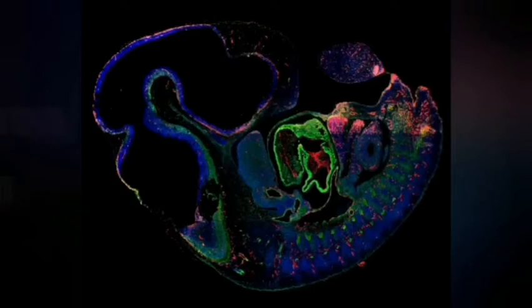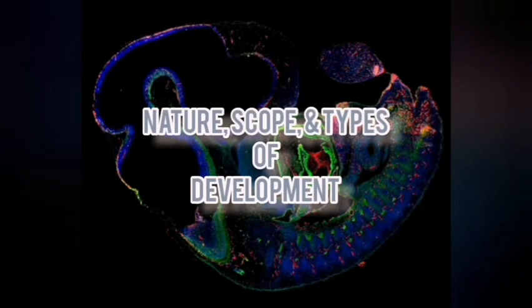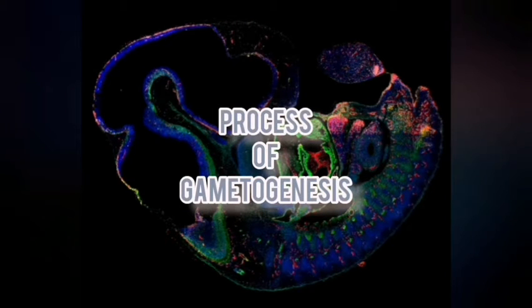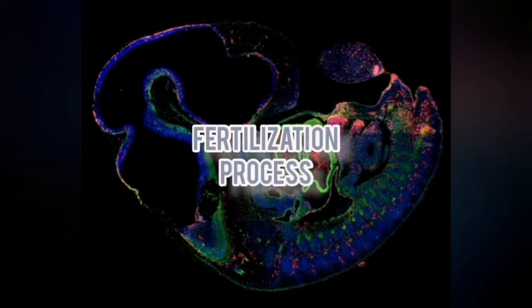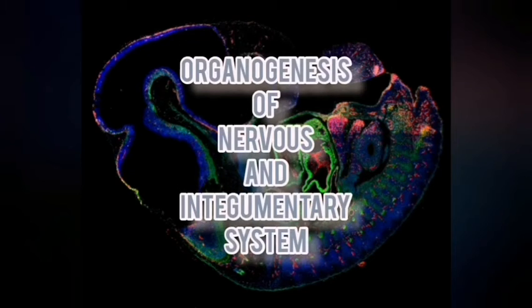So today, what we are going to talk about is the nature, scope, and types of development. We will also discuss the process of gametogenesis and its hormonal regulation. We will also uncover the process of fertilization and early developmental stages in relation to established germ cell and organ rudiments. And lastly, we are going to talk about organogenesis of the nervous system and the integumentary system.